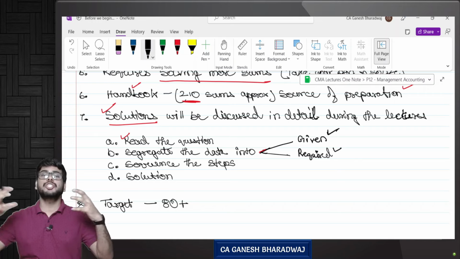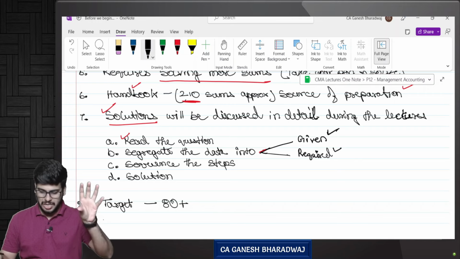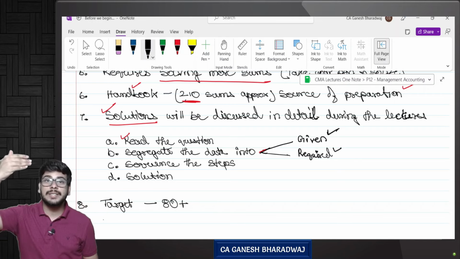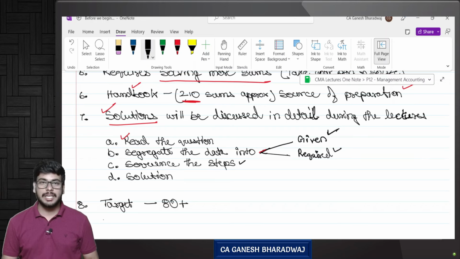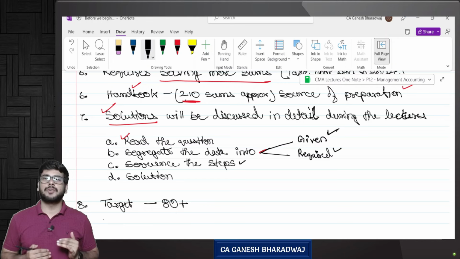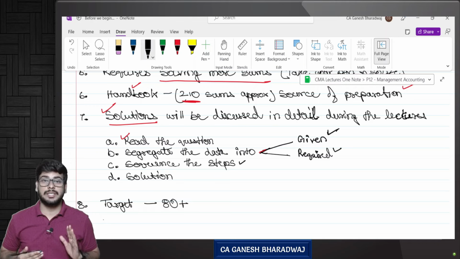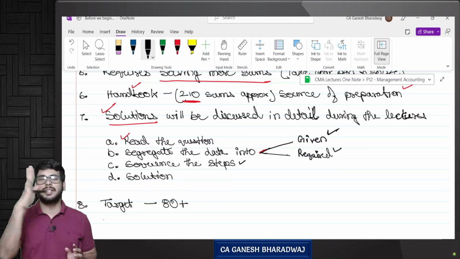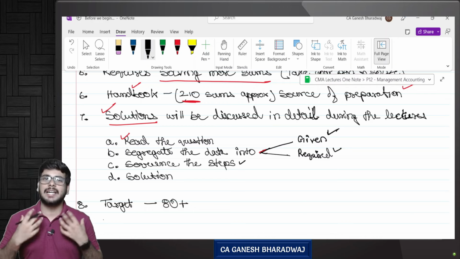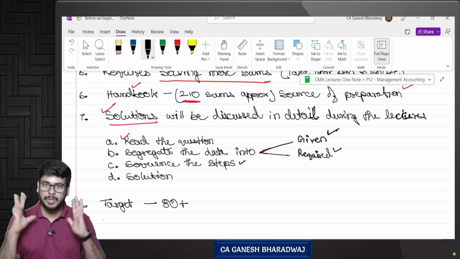Now, once you have this data segregated into given and required, you can sequence the steps. Okay, step number one, step number two, step number three, step number four, and finally, step number five is going to be my answer. Like this, you can sequence. Sir, how do I sequence the steps? This is where conceptual understanding of the subject is required. That is where I'm going to come in and give you the value addition.